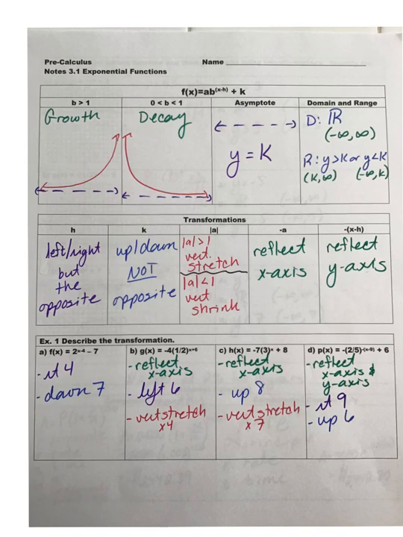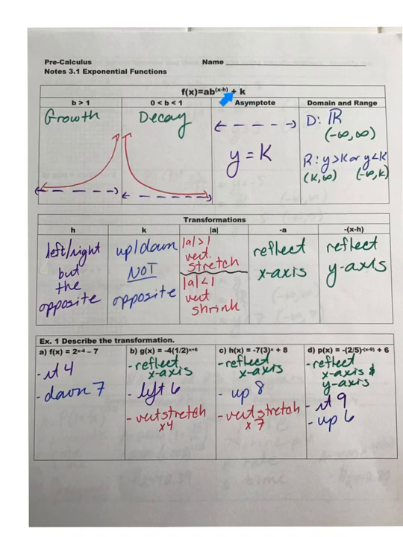So first thing to remember is if we have this function, f of x equals a times b to the x minus h plus k, b is called your base because it's the base for the exponent x minus h. If your base is greater than 1, then it's going to be a growth function. So from left to right, it's going to go uphill. If b is bigger than 0 but smaller than 1, then it's going to be a decay function. It's going to go downhill. And these are used a lot in science classes, so hopefully you've seen them before with exponential growth and exponential decay.